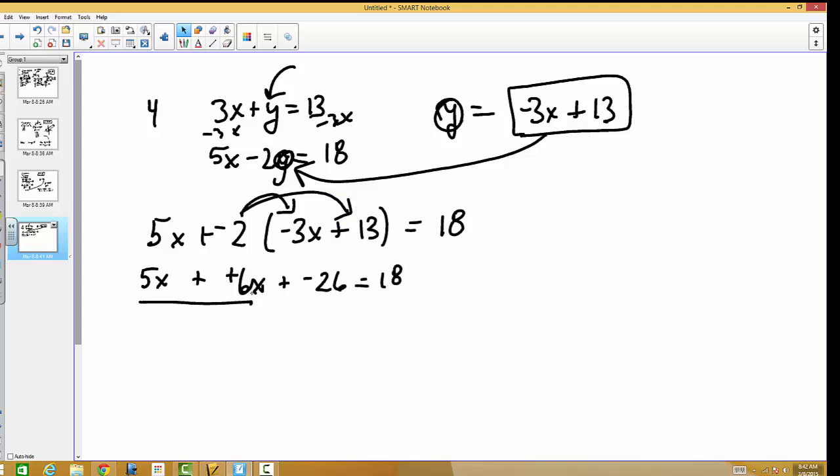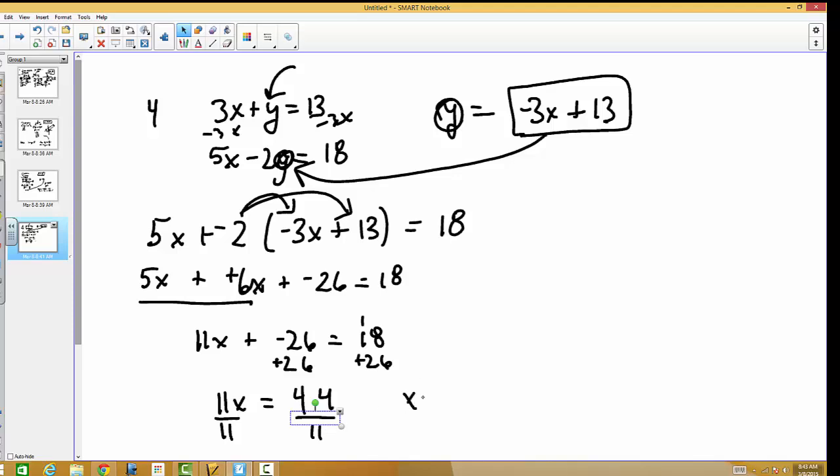These x's are on the same side of the equation, so you put them together just like they read. 11x plus negative 26 equals 18. You need the numbers together on the right. The letters have taken over the left. To move the 26, you add it. So 11x equals 44. You need to isolate the 11, or the x, so divide both sides by 11. So x equals 4. That's the x value of this solution.